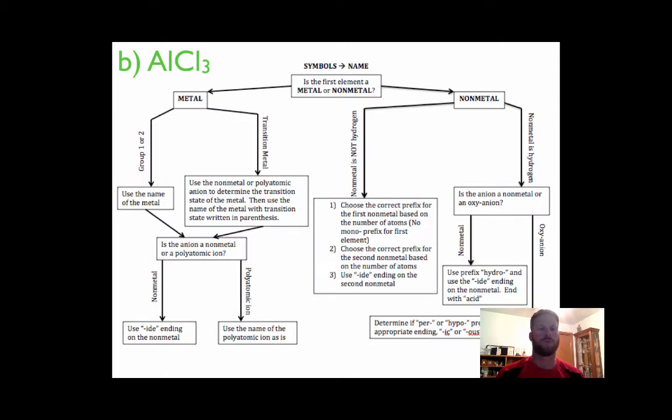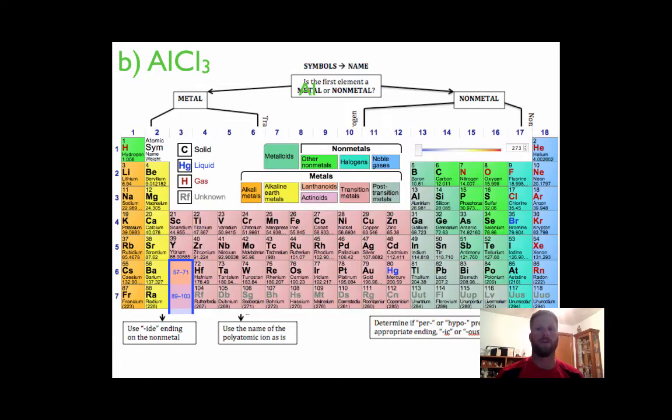I'm going to work through part B in the example in your notes. Okay, follow the game plan. AlCl3, ask yourself, is Al a metal or nonmetal? When we look at our periodic table, we see that Al is on the left of the staircase, so it is a metal. Now I chose Al as a specific example because it is not in group 1 or 2, and it is not a transition metal.